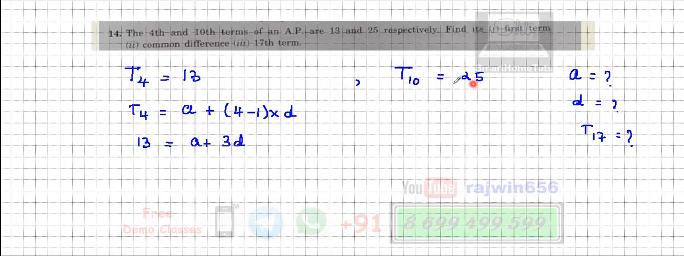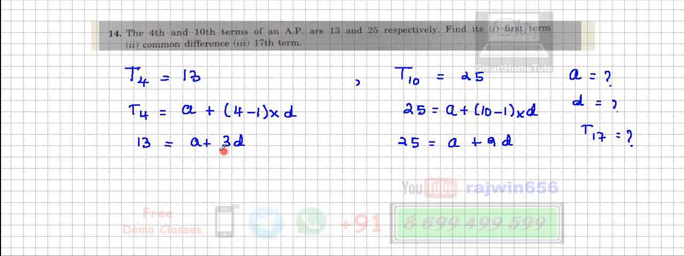Same way we are going to apply this for T10. T10 is 25, which is equal to A plus n minus 1 into D. N is 10, the 10th term, so 10 minus 1 multiplied by D. This gives me 25 is equal to A plus 9D. Now you can solve these equations simultaneously also, but I'm going to show you another method.